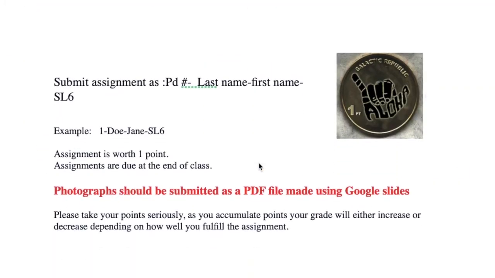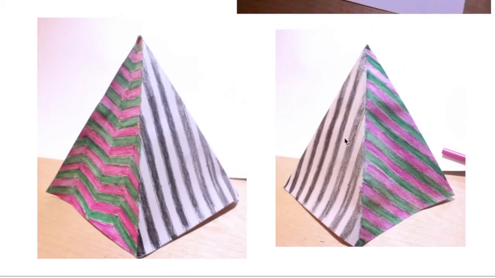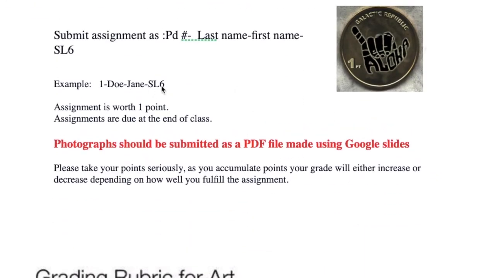When you're done with all that, you're going to take 2 photographs of each side of it, 1, 2, okay, and you will call it your last name, your period, last name, first name, and the SL6. Call it Solid 6.